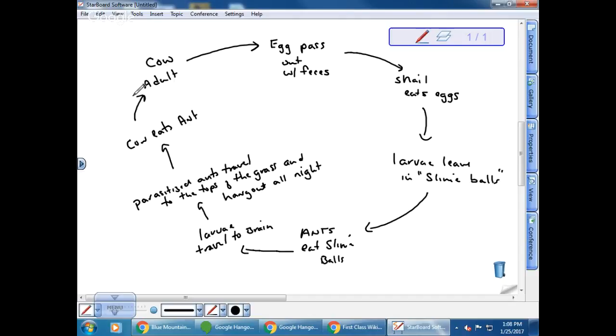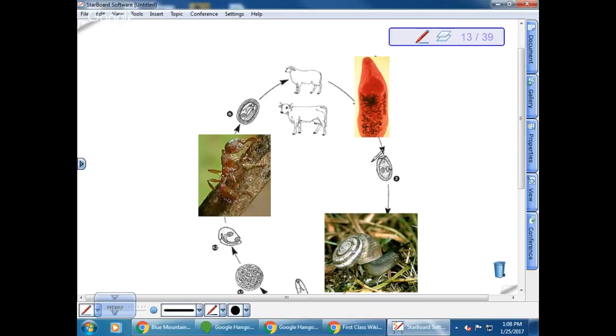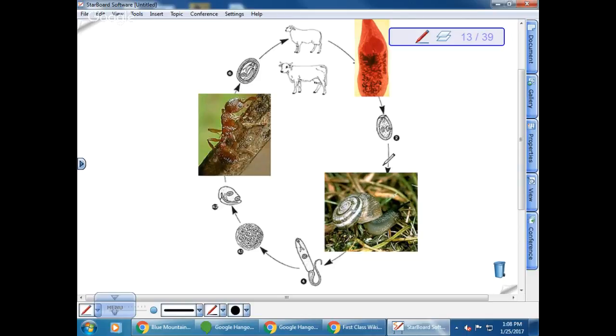Okay, so let's look at an image of this. This is just an image off the internet that shows this life cycle. So this is the adult fluke. It does have a mouth, right? And it does have a digestive tract. We saw, or you had a picture of this in your lab. This is the egg, right? This is the first intermediate host. This is the slime ball, right? The slime ball gets eaten by ants, and then the ants subsequently are eaten by the cows, and the larvae gets passed into the definitive host.